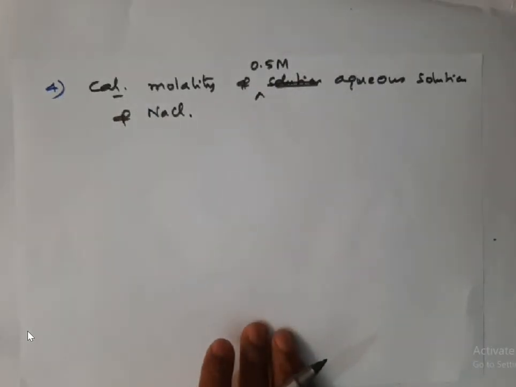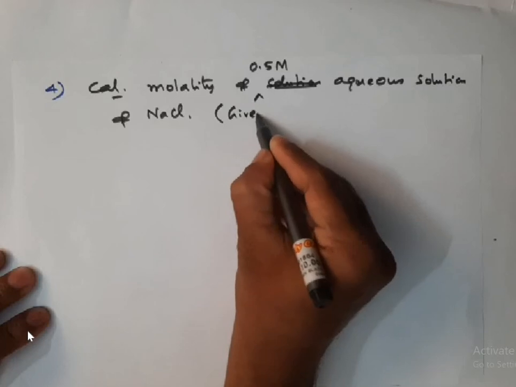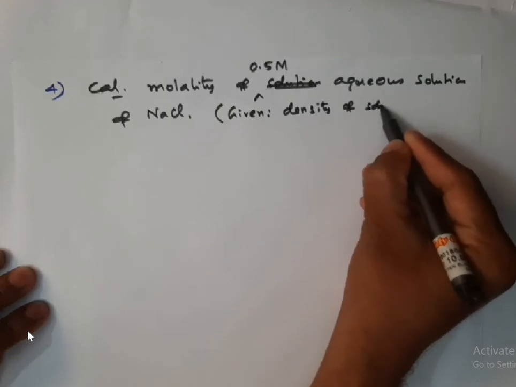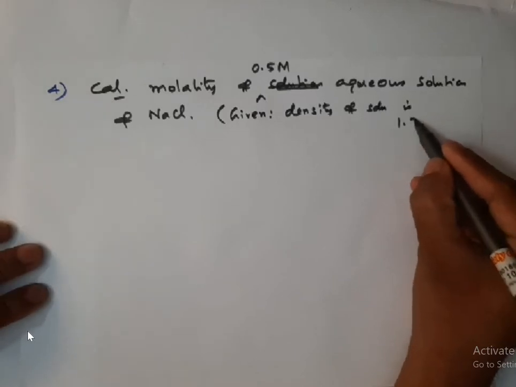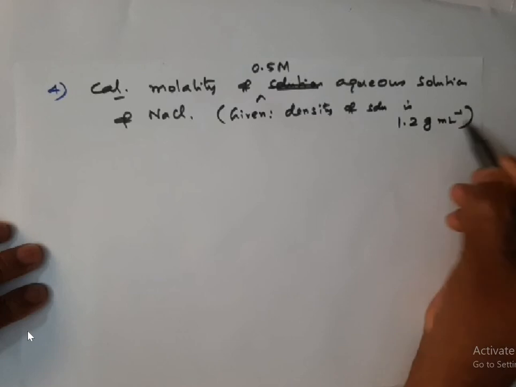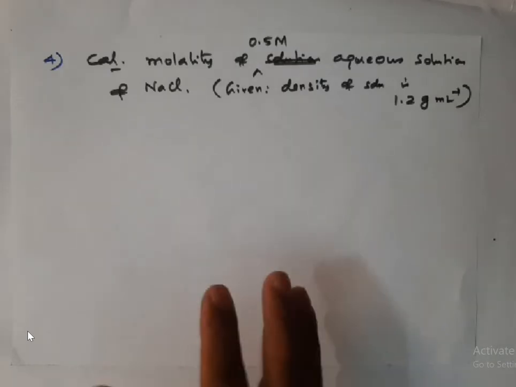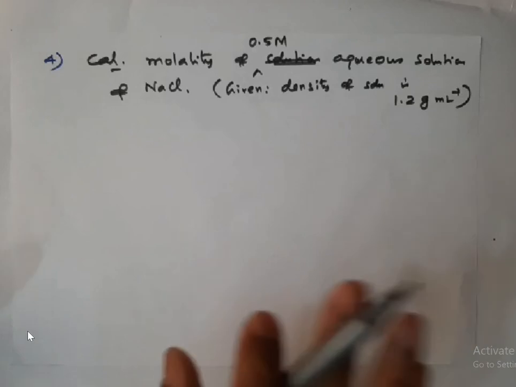What is required for this problem, students? What is required? Density, sir. Yes, density is required. So given the density of the solution, I'll give some rough value, say 1.2 gram per ml. I'm just giving my own value. It need not be 100% correct. I have given some value, that's all.